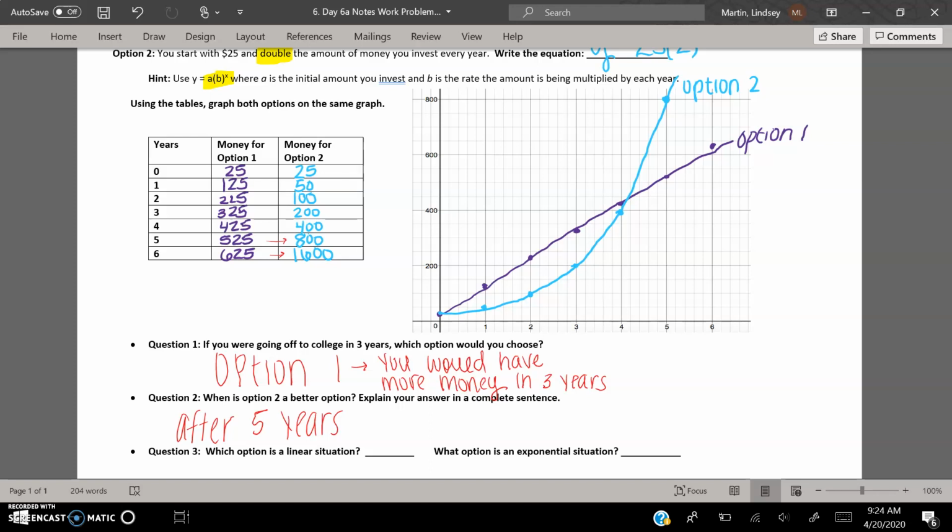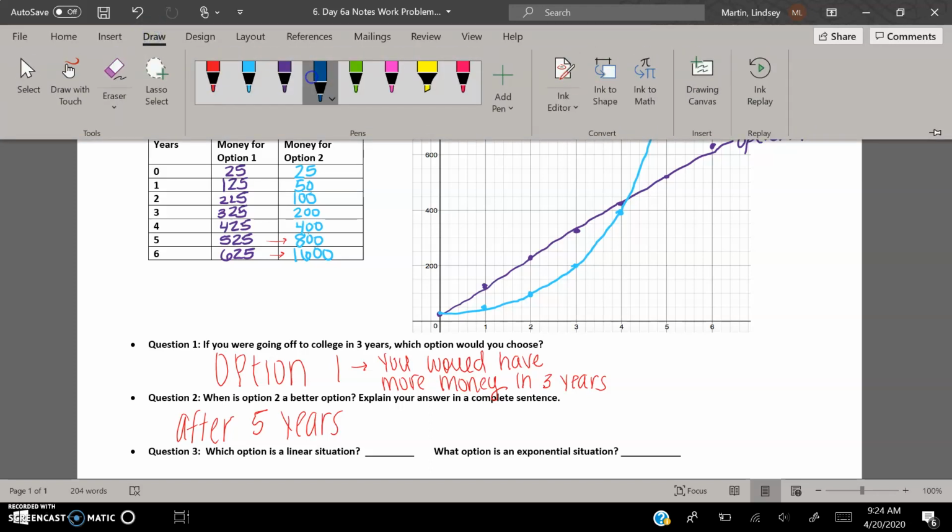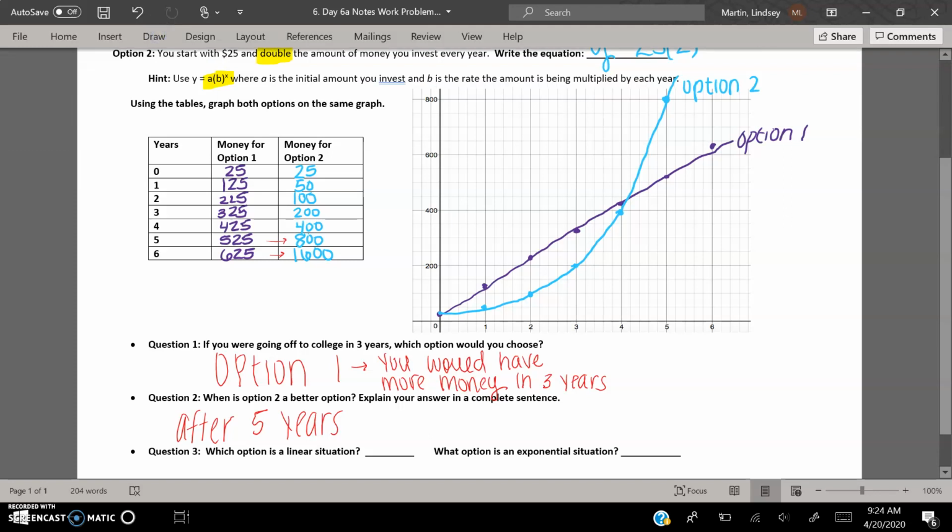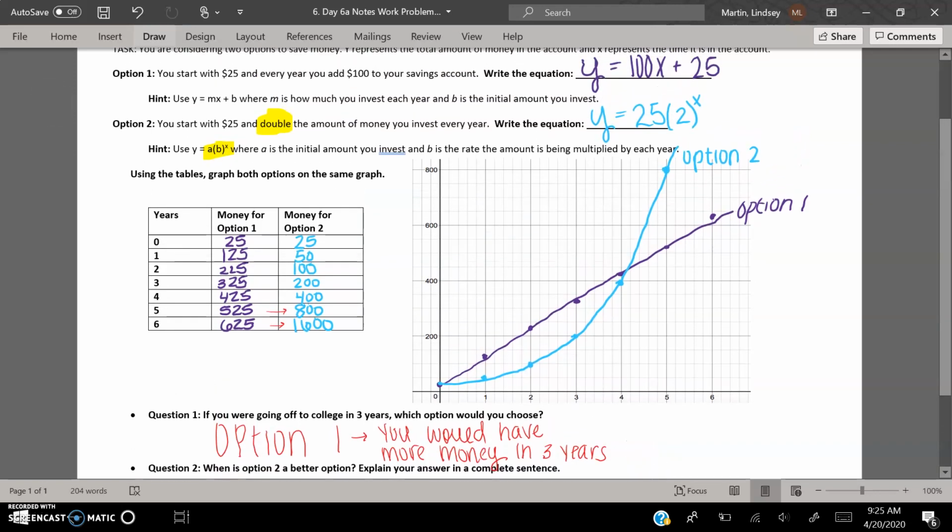Which one is a linear situation? So which one goes up in a linear fashion? We already talked about that up top. That was option number 1. Option number 1 goes up in a linear fashion, and when you graph it, it is a straight line. Option number 2 is an exponential function because it is growing at an exponential rate.